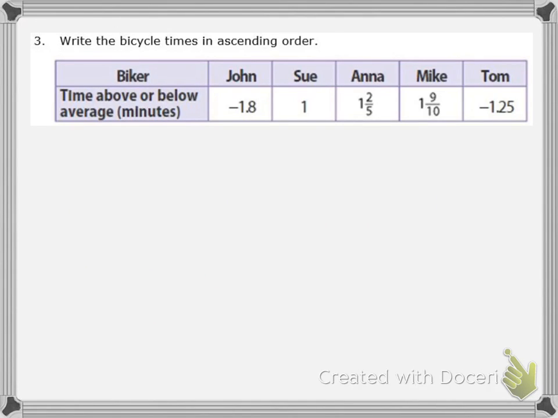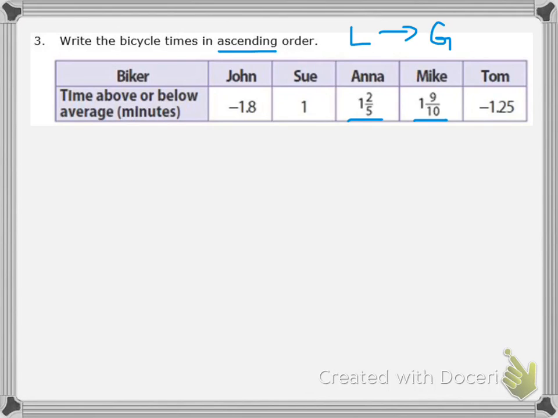All right, number 3, write the bicycle times in ascending order. Remember that ascending means that our values are increasing. They're going up. So if our values are increasing, then I'm going to write it from least to greatest. Okay? Now before I can compare these numbers and do that, they all need to be in the same form. I see that I have 2 fractions here, and the other 3 I can leave as decimals. So I'm going to go ahead and make these 2 fractions into decimals so I can compare them.